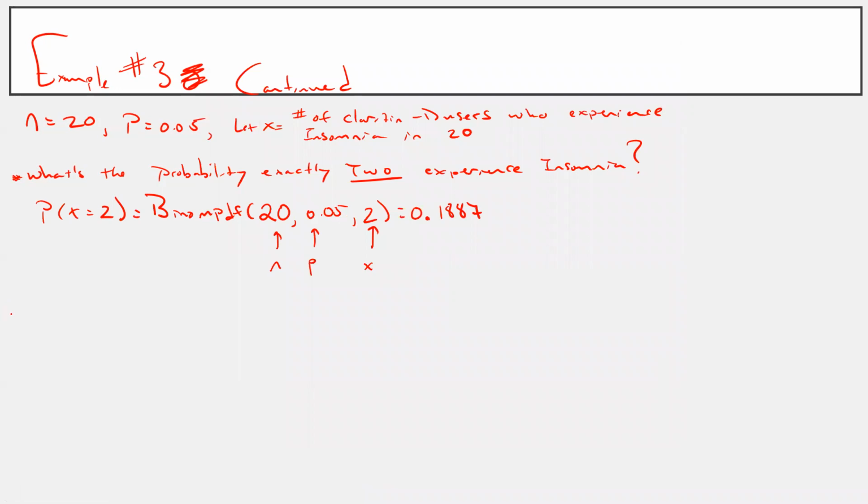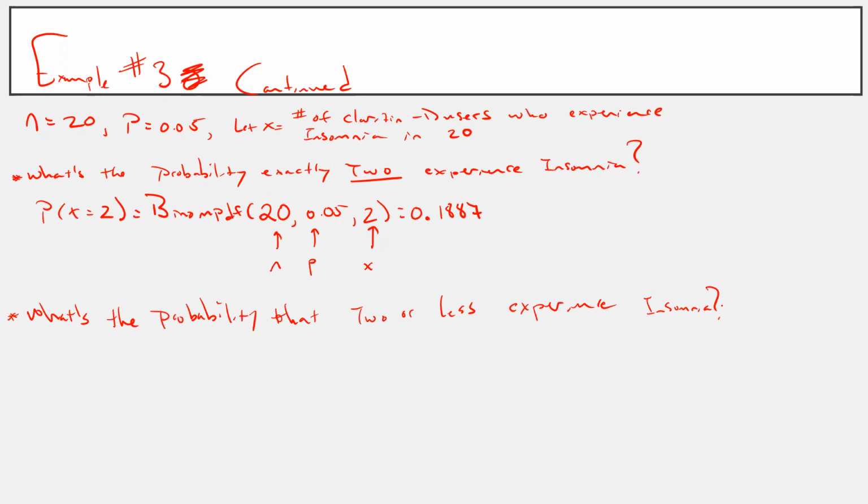All right, so here's the next question. What's the probability that 2 or less experience insomnia? Yes, I got a private question asking, will you let us know on the test how many decimal places? Yes. Also, I build a tolerance in on the test. So if I say round to 3, but you accidentally round to 4, or if I say round to 4 but you round to 3, I actually end up accepting it. But just try to pay attention to what the problem says, okay?